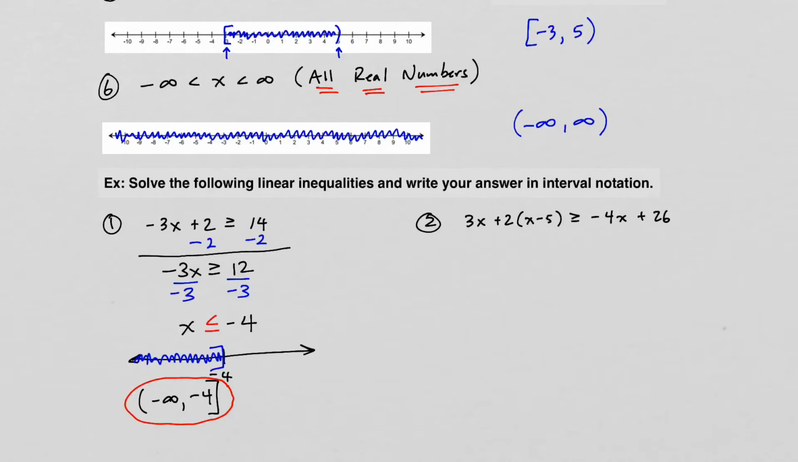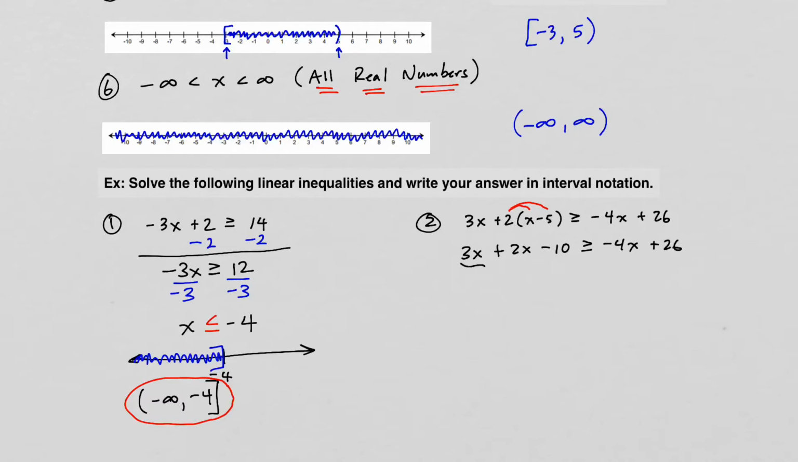Example 2, very similar. To solve this particular linear inequality, we're going to go through the same steps that we do in solving linear equations. So my first step is I want to multiply this out. Using the distributive property, we could say this is 3x plus 2x minus 10 greater than or equal to negative 4x plus 26.